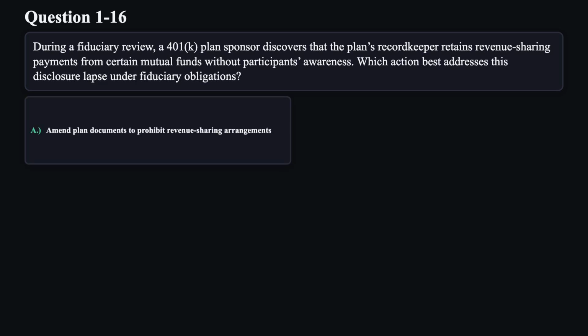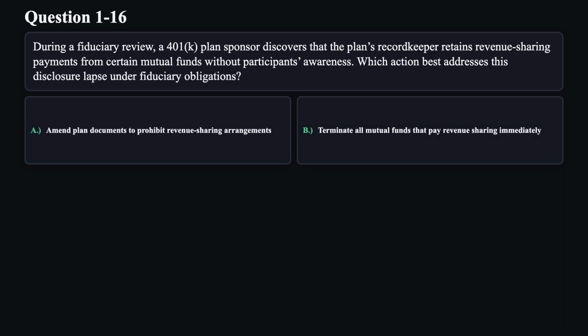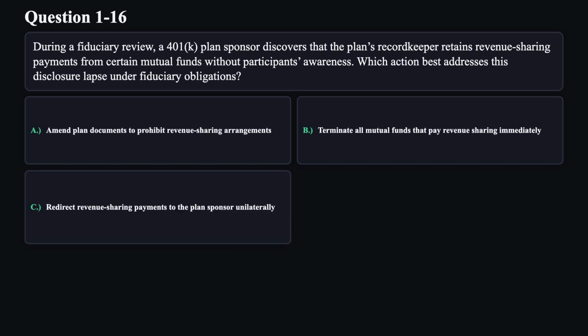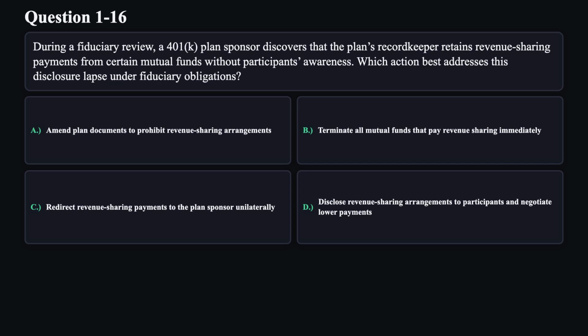A. Amend plan documents to prohibit revenue-sharing arrangements. B. Terminate all mutual funds that pay revenue sharing immediately. C. Redirect revenue sharing payments to the plan sponsor unilaterally. D. Disclose revenue sharing arrangements to participants and negotiate lower payments.